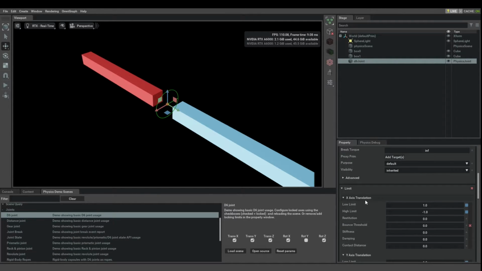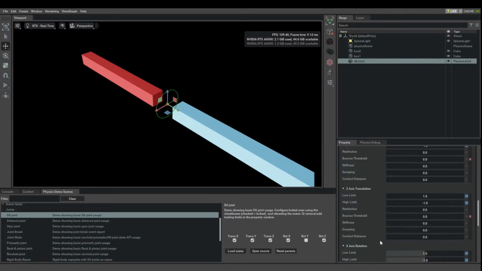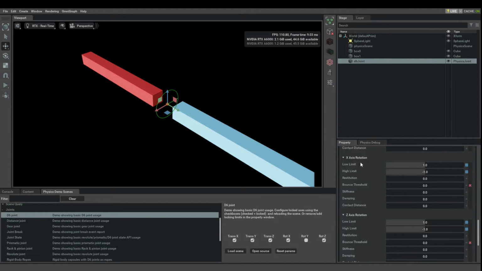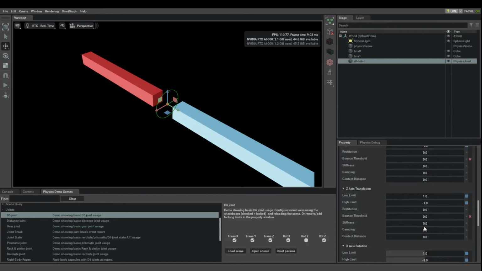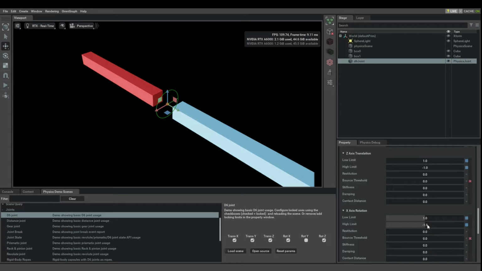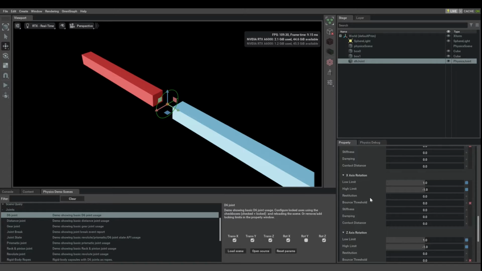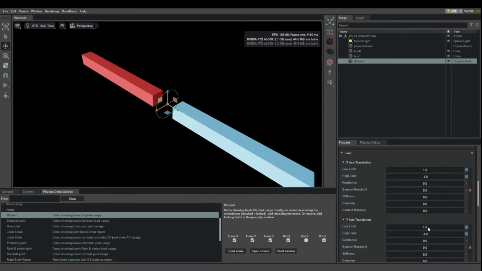And you can see that the x-axis translation, as well as the y and z translation, plus the rotation along x and z, are all what we call locked. It's locked because the high limit is actually lower than the low limit. It means that we are not permitting any movement, but we are not limiting the rotation around the y-axis at all. That's why it's allowed to rotate around the y-axis.